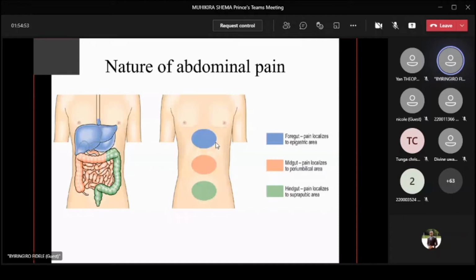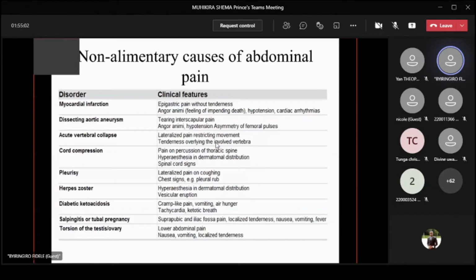pain. It also comes to the non-alimentary causes of abdominal pain, which are irradiating. It's very important that the pain in the abdomen is not always localized in the abdomen. It can also come from far and irradiate into the abdomen. So these are important conditions you're going to read later on.